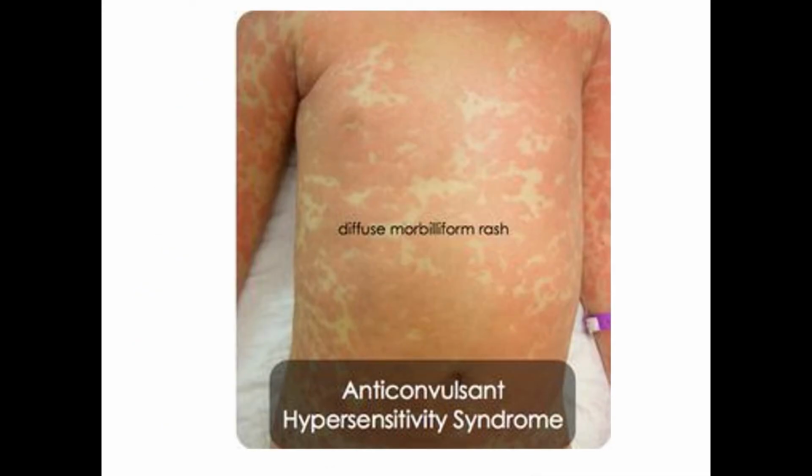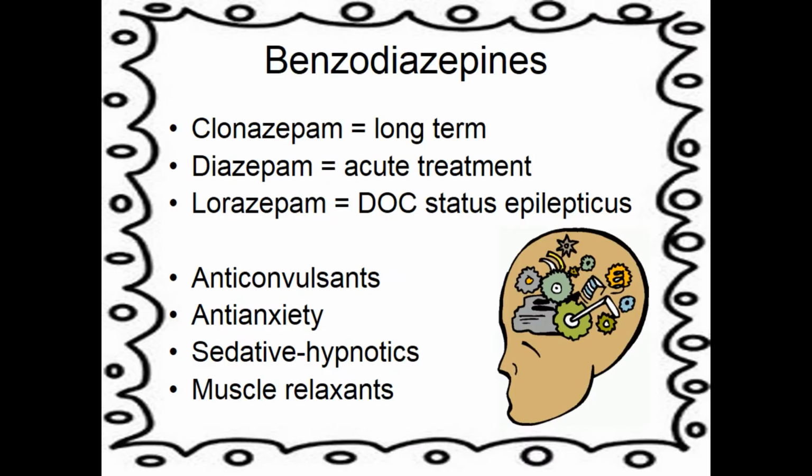This is an example of the anticonvulsant hypersensitivity syndrome, which is like a diffuse rash all over the body. Benzodiazepines treat seizures. We're talking about clonazepam, diazepam, and lorazepam. Clonazepam is a long-term treatment, whereas diazepam is an acute treatment during the seizure. And then lorazepam can actually treat status epilepticus. Sorry.